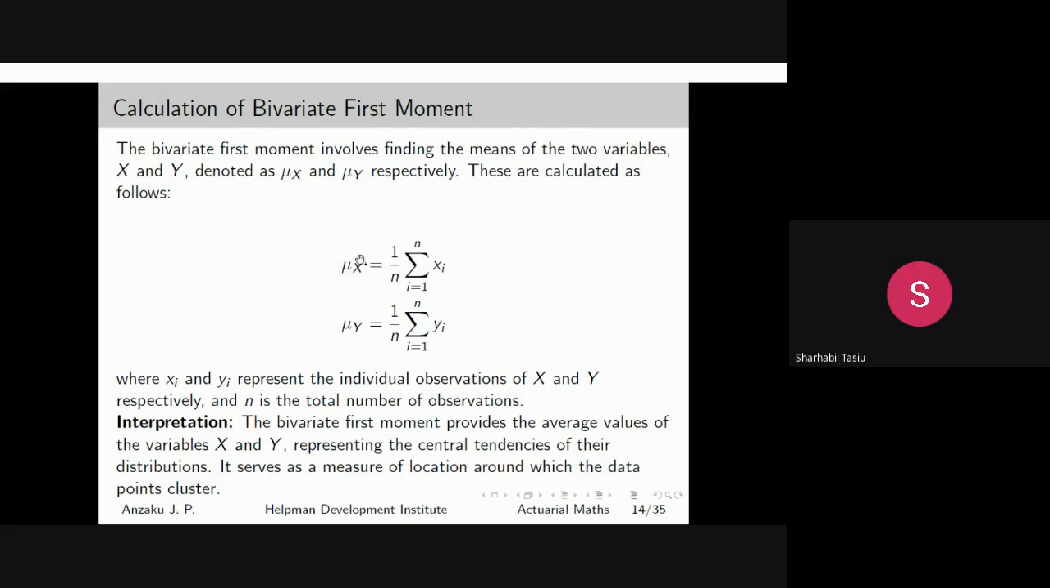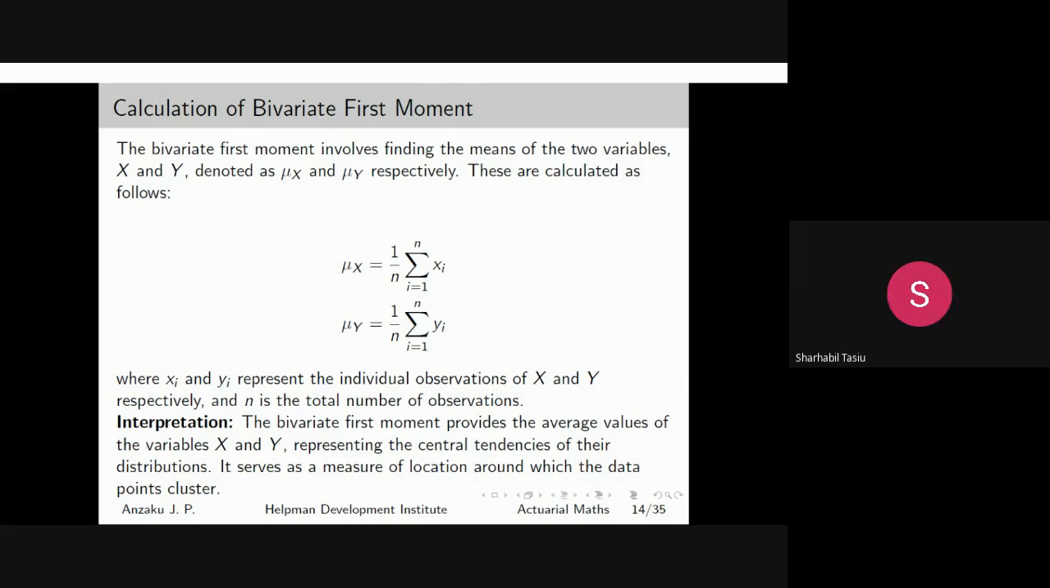So the mu of x is the population mean for the first random variable, while the mu of y is the population mean for the second random variable. Where x i and y i represent the individual observations of x and y respectively, and n is the total number of observations. It's just the normal mean formula, even though now we're considering the two of them together. If you look at it, it's still related to the observation of each event. That's why it's an individual observation.